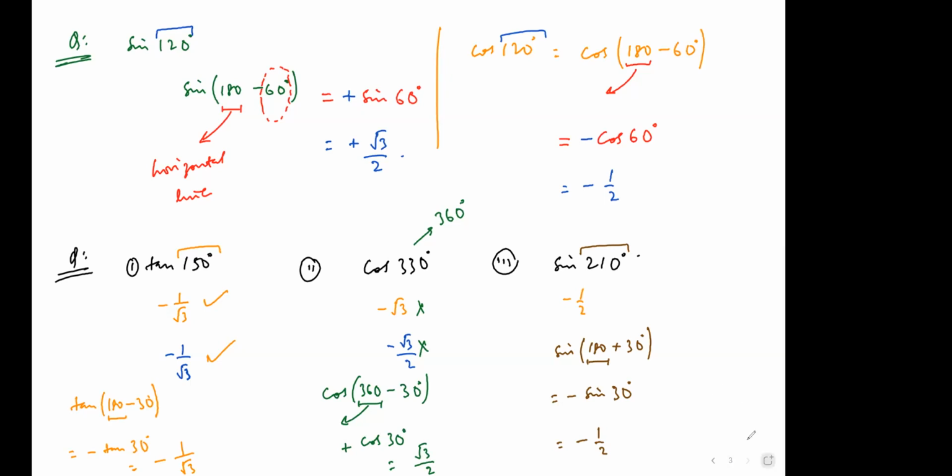Yes, sir. The next part is calculation for sum and difference of two different angles related to different trigonometric functions. First formula is sine of A plus B. It equals sine A cos B plus cos A sine B. If there is a negative sign at this point, it would be negative at this point.